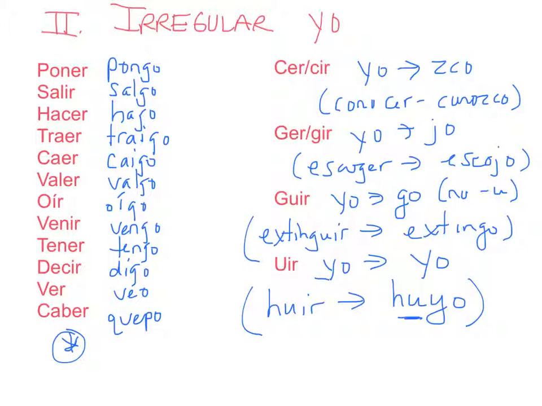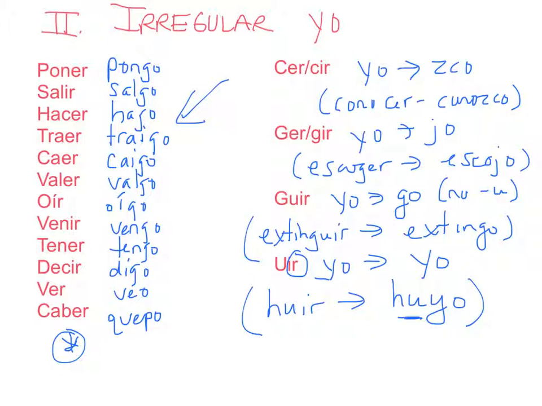And again, you're going to work from your yo form. So if we were doing a verb like huir, we would start with huyo, drop the O, and add the opposite endings. This is an IR verb, so we're going to use AR endings. So huya, huyas, huya, etc. Same thing with the irregular yos.